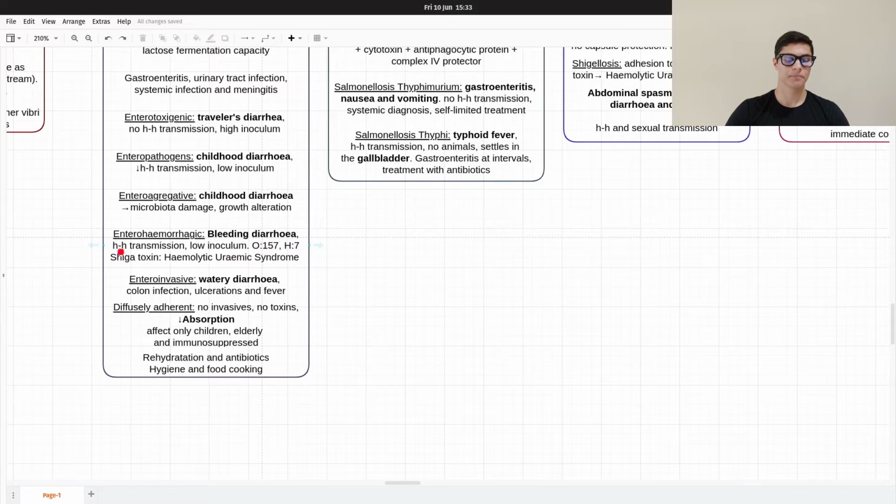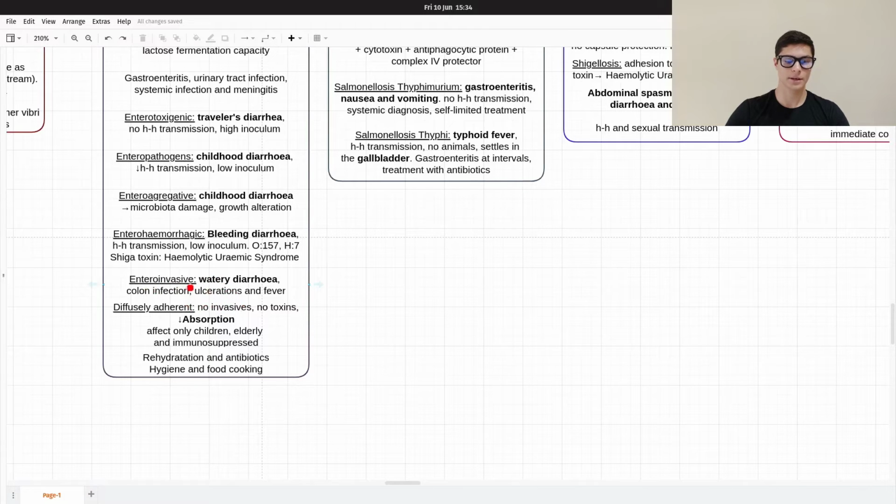This is the one which has the Shiga toxin. The Shiga toxin creates the hemolytic uremic syndrome. Basically, the Shiga toxin enters the enterocytes, and not only the enterocytes, and it will cause the death of the cell. It will actually damage the cell a lot, and it will destroy it.